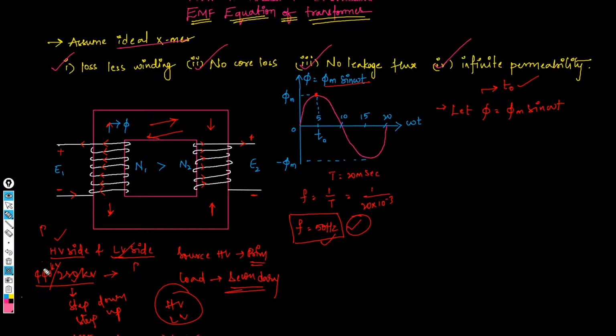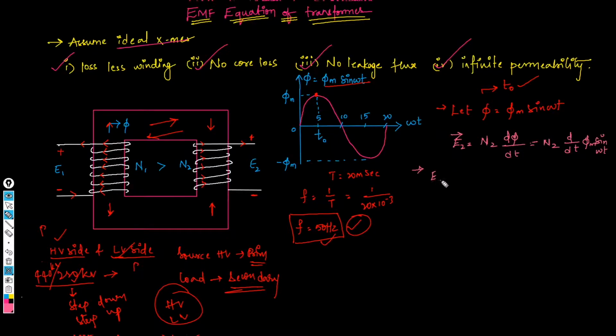Now, according to Faraday's law, we can write E2 is equals to N2 d phi by dt. Better to take phasor values. So E2 is equals to N2 d phi by dt. We know that phi is nothing but phi m sin omega t. So I can write N2 d by dt of phi m sin omega t. Here I have considered plus because I always go in accordance with Lenz's law. So that is why my polarity is plus here.